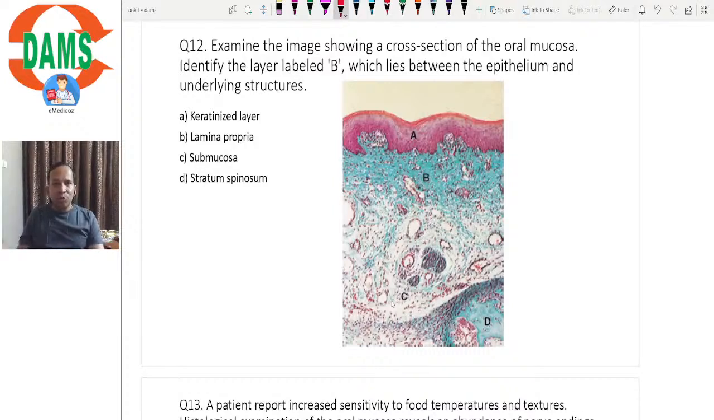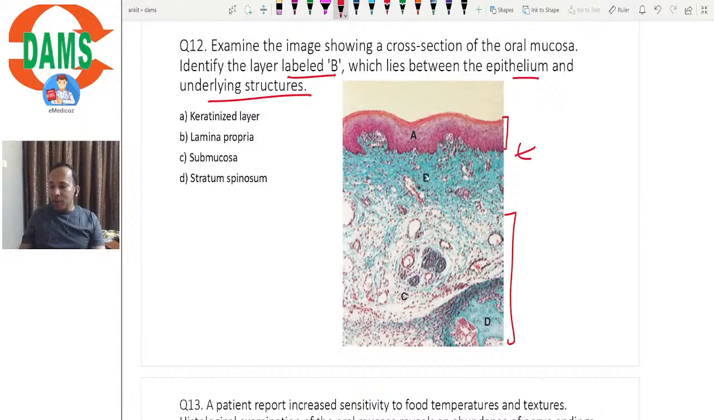So now we have a picture based question. Examine the image showing a cross section of the oral mucosa. तो ये भी बता दिया आपको कि ये cross section है oral mucosa का. Identify the layer labeled B which lies between the epithelium and the underlying structure. तो ये तो ऊपर हो गई epithelium और बाकी नीचे बहुत कुछ है.